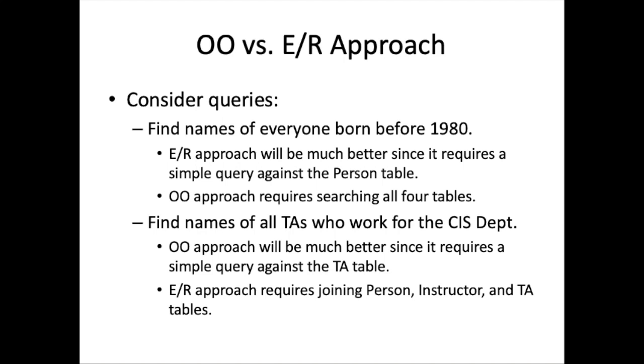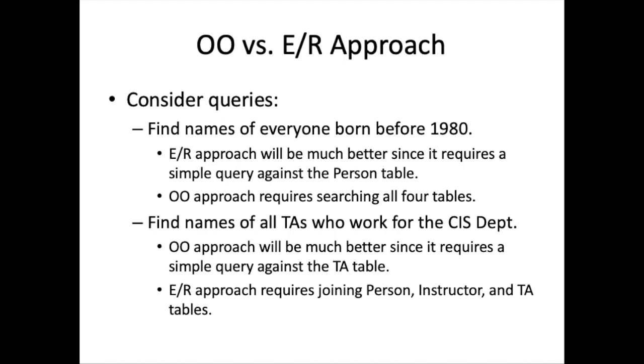So let's consider kinds of advantages and disadvantages here. And again, there's not going to be any way that we can say that one of these is better than the other without considering what the actual data is and what the actual queries that are going to be executed are. So, for example, suppose a typical query is going to be to find the names of everyone born before 1980. Well, in this case, the ER approach is going to be much better because it requires a simple query against the person table. But the OO approach requires searching all 4 tables.